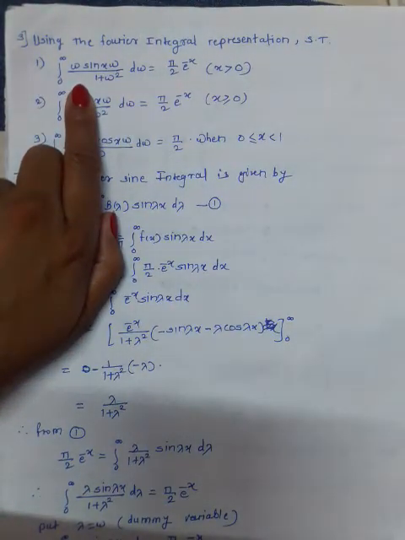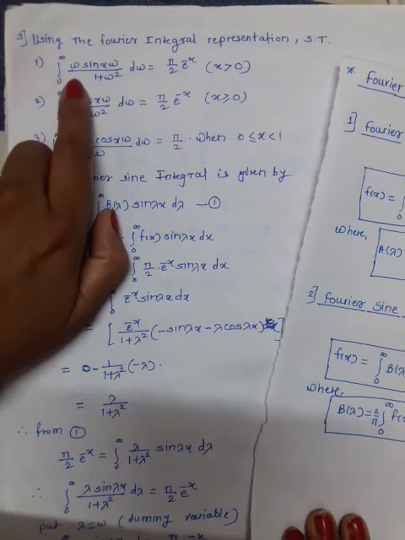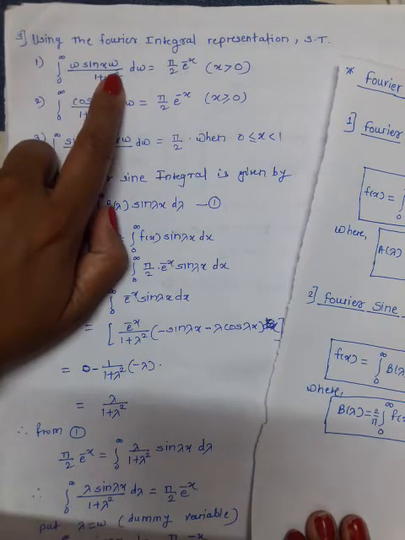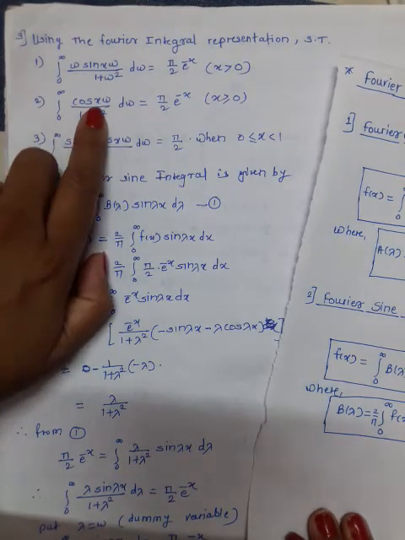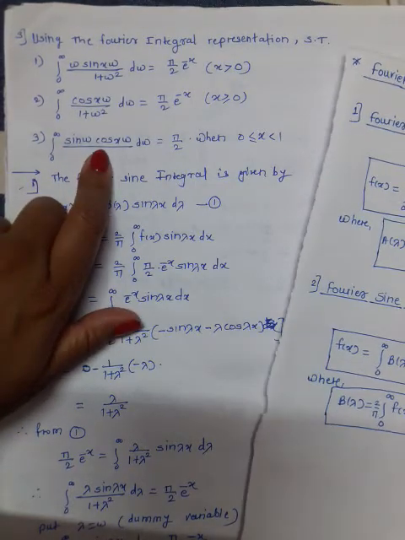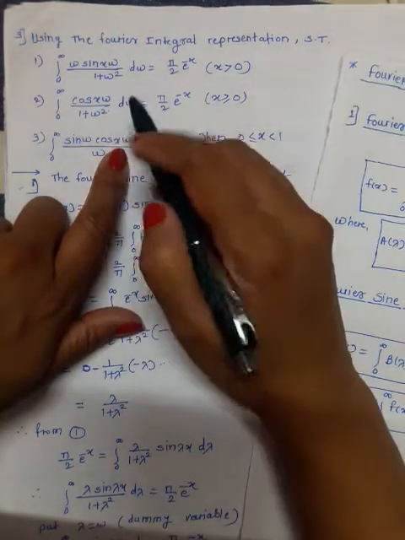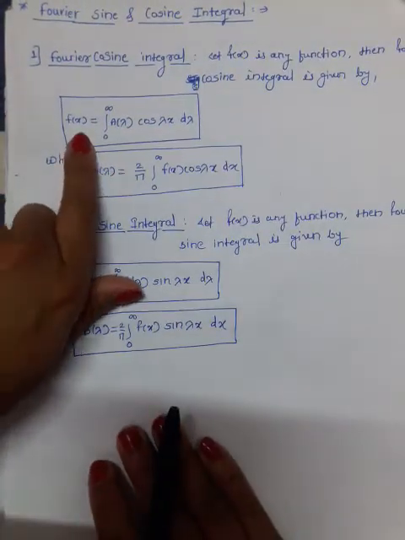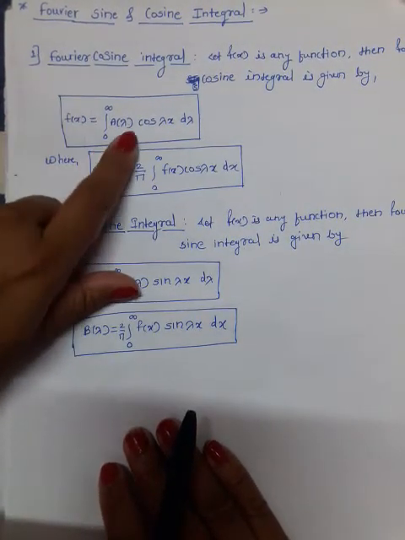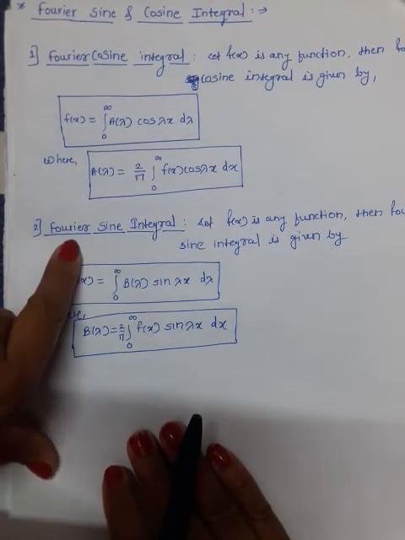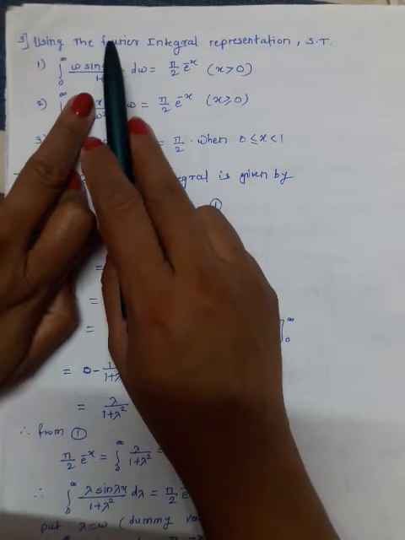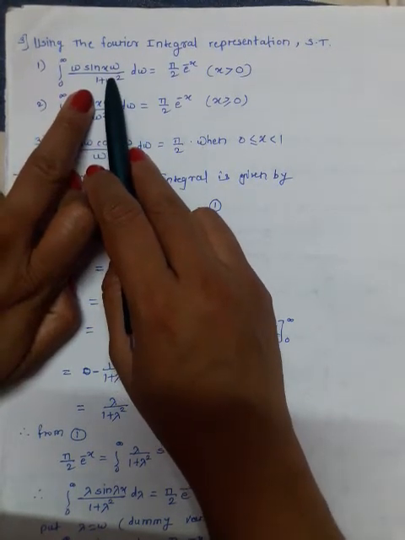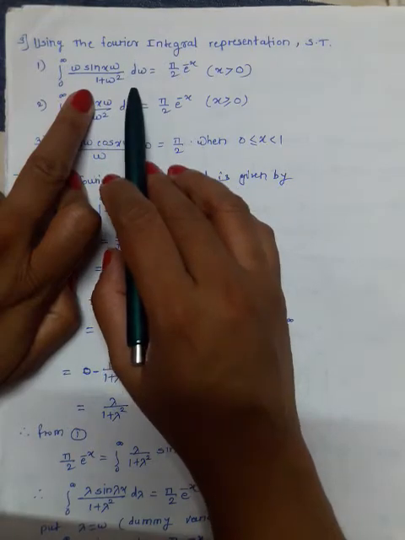If you observe these two, this integration is 0 to infinity omega sin x omega over 1 plus omega square d omega, and the other one has cos omega x. In the cosine integral formula there is a lambda cos lambda x, and in the sine integral formula there is b lambda sin lambda x. That's why in this integration we are going to use the Fourier sine integral formula. Let us write down the Fourier sine integral formula first.